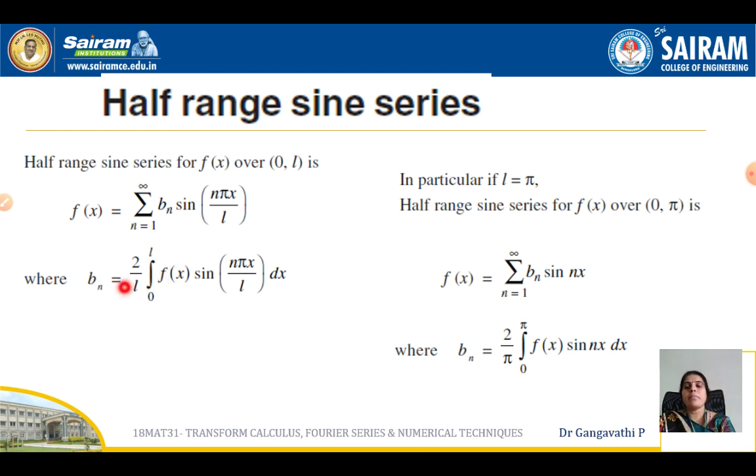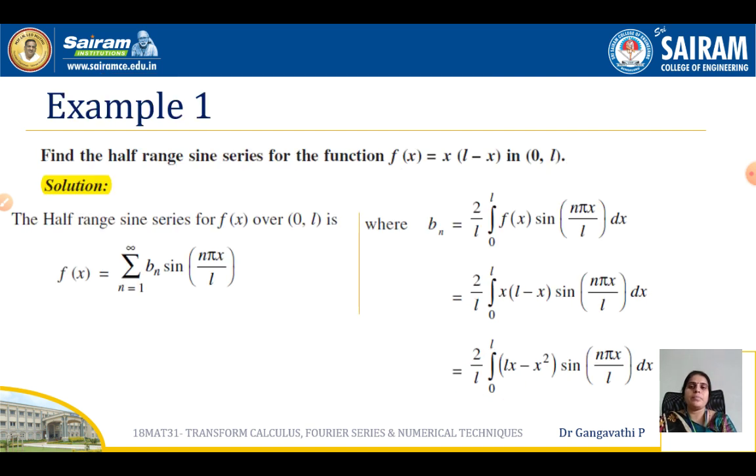Bn is 2 by L integral 0 to L f of x sine n pi x by L dx. In particular, if I take L equal to pi, we get the half range sine series for f of x over the interval 0 to pi, given by this formula, and Bn is evaluated using this formula.